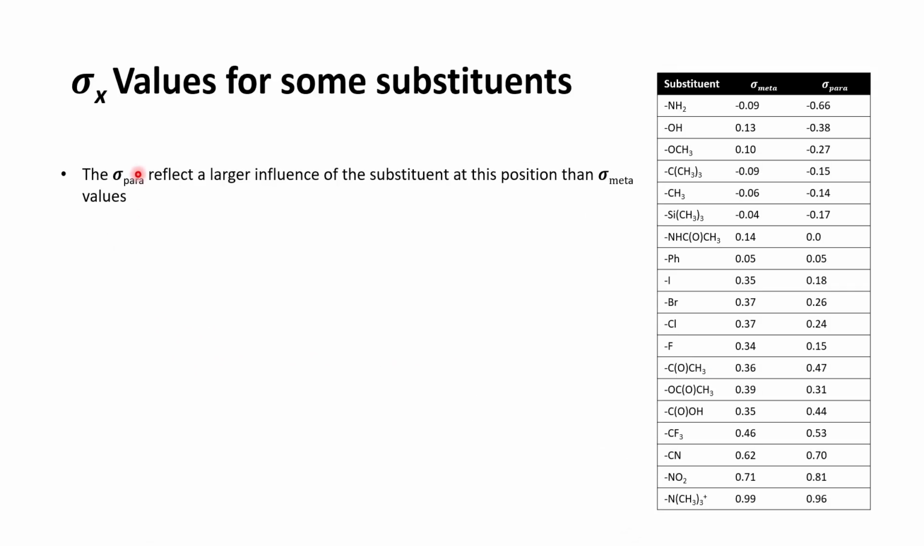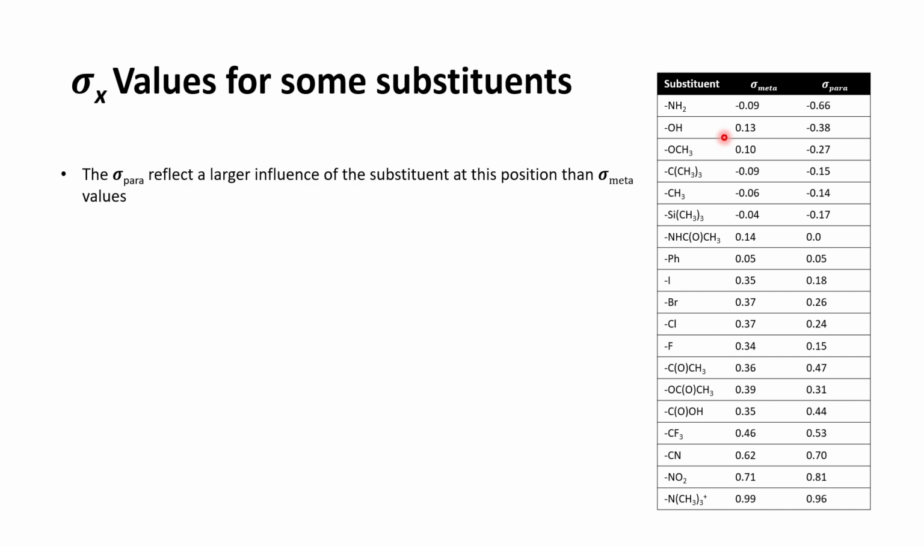So here in this slide I have included a table with different sigma values for different substituents for meta and para positions. If you look closely at this table, you can clearly see there are some differences when a substituent is in a para position and when it is in a meta position. Even though the meta position is closer to the ionizing group than the para position, in some cases sigma para values generally reflect a larger influence of the substituent than their sigma meta values.